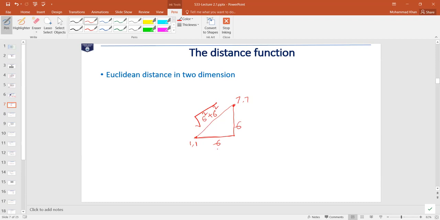It is mostly used for the nearest neighbor algorithm, but sometimes we have to use other distance metrics or methods.